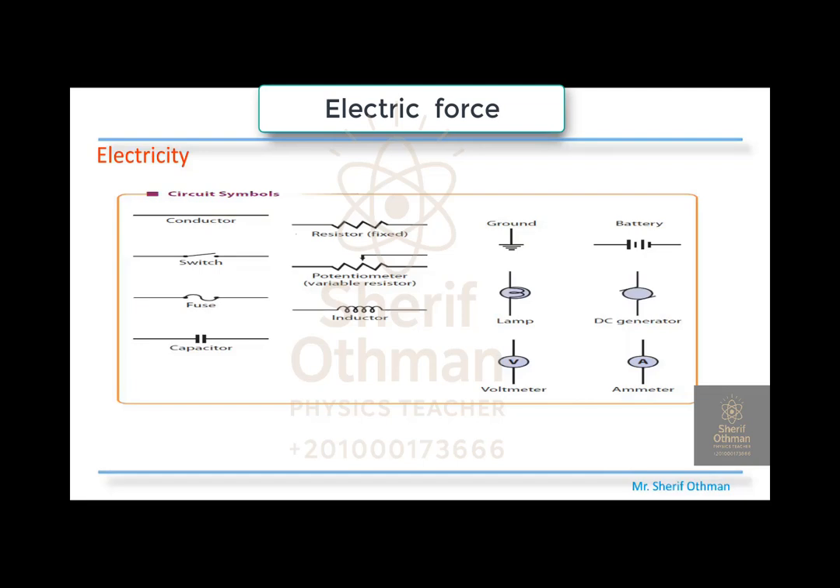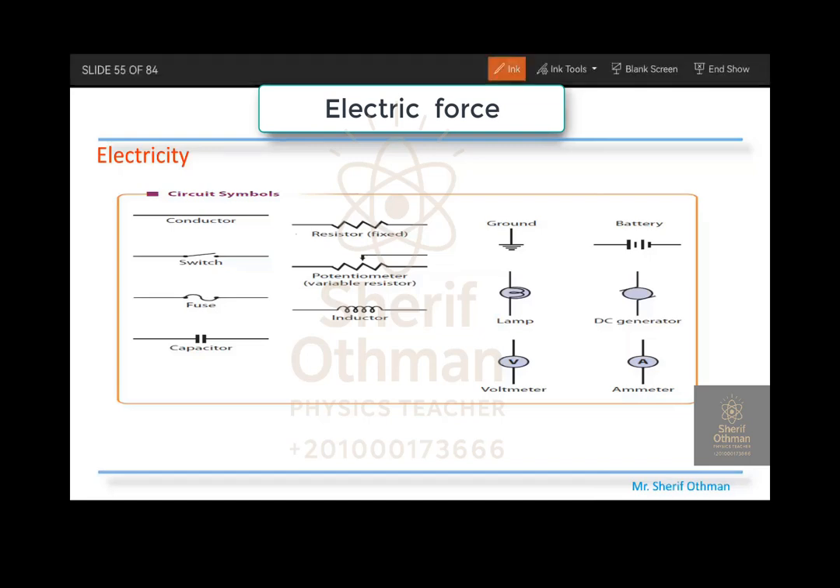Here are, guys, some symbols. We can find them in a drawn circuit. A straight line represents a conductor, while this part represents a switch, fuse, capacitor, two parallel lines equal to each other. If they are not equal, there will be a cell or battery. What is the difference between a cell, guys, and a battery?